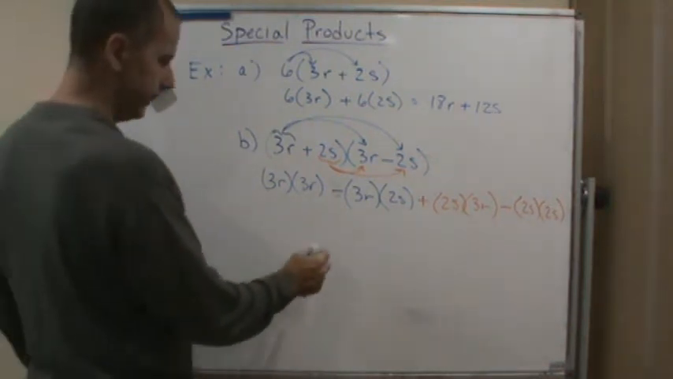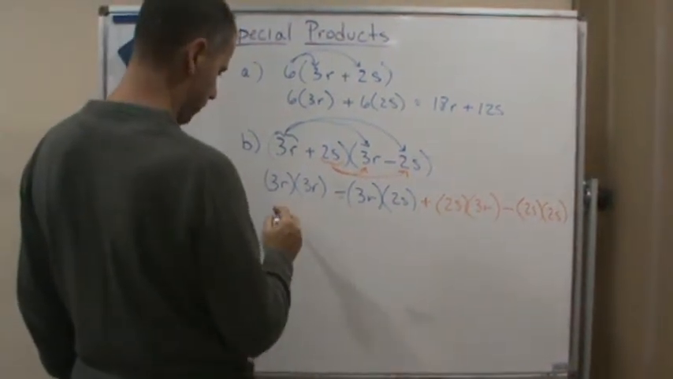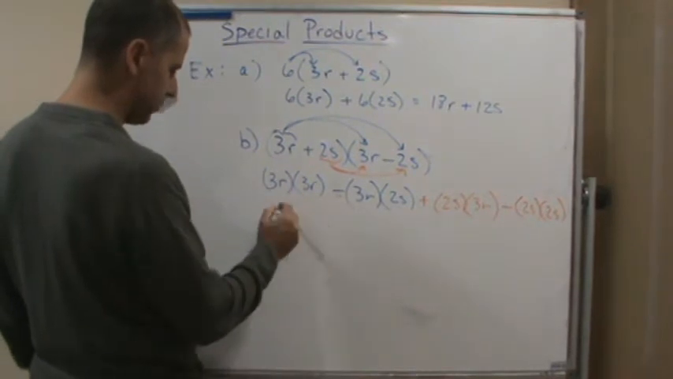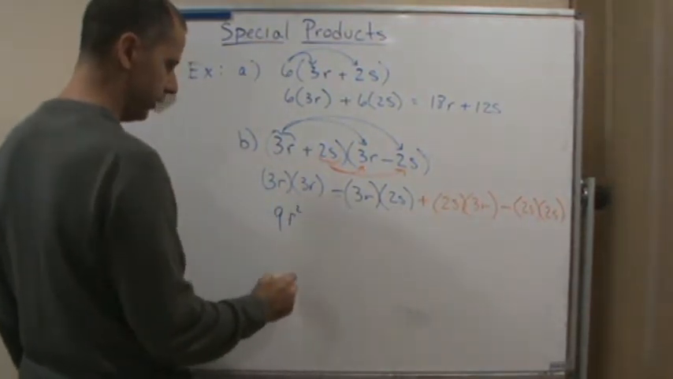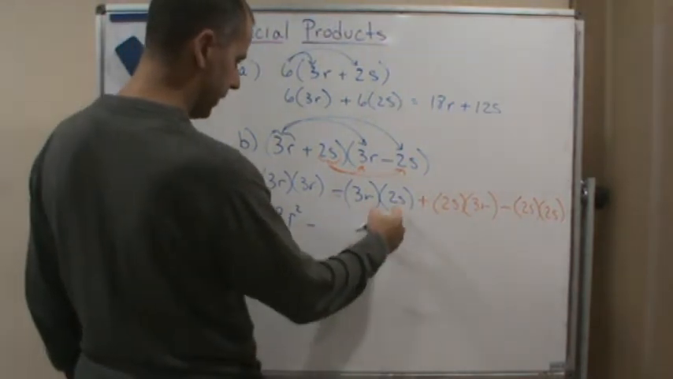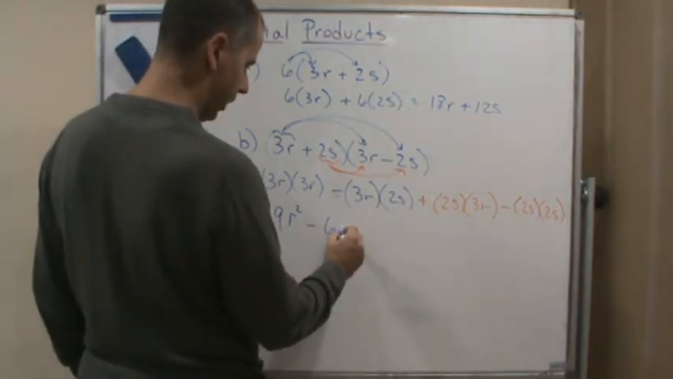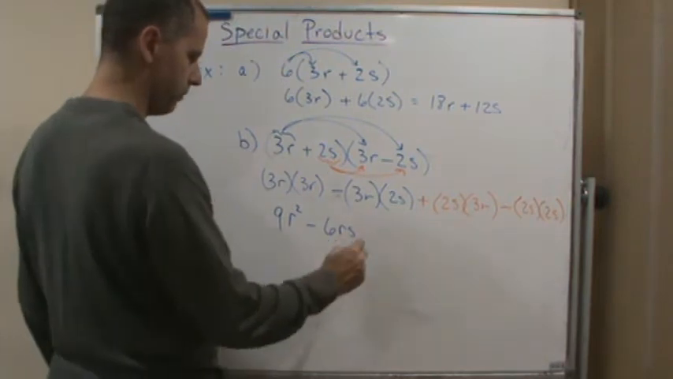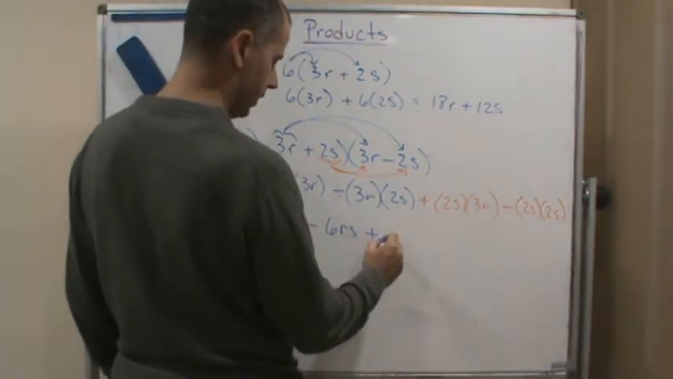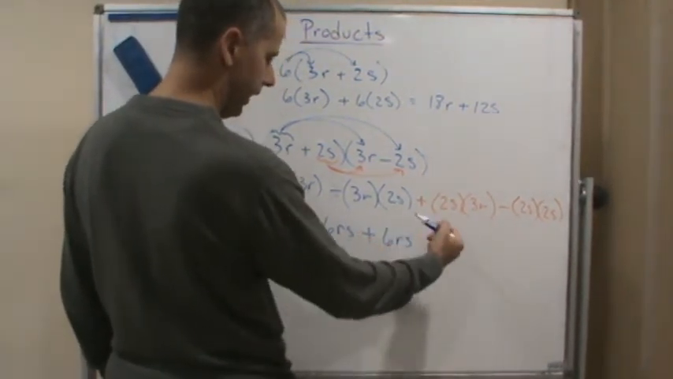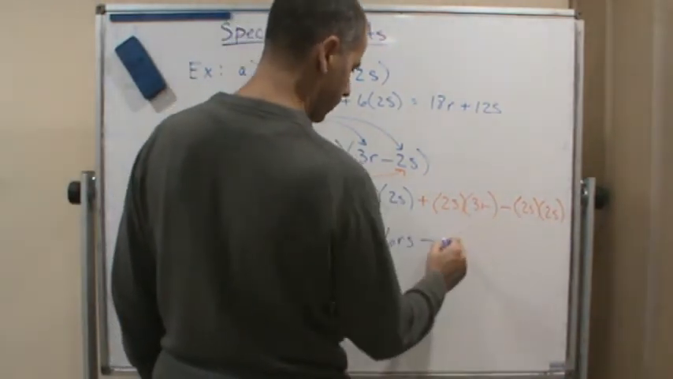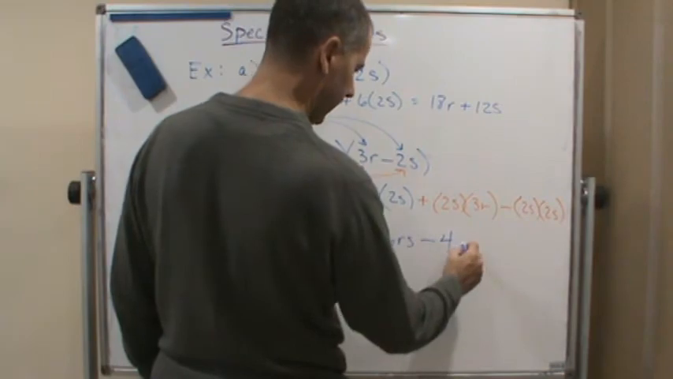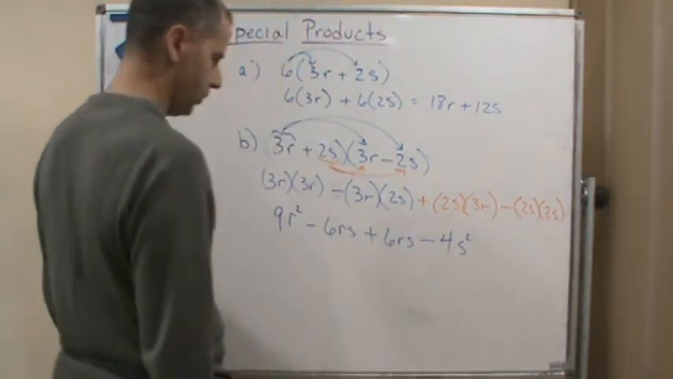Now, notice we get what? Well, 3 times 3 is 9. R times r is r squared. Minus 3 times 2 is 6. R times s. And then we get plus 6rs. And then we get minus 2 times 2 is 4. And then we get s times s, which is s squared.